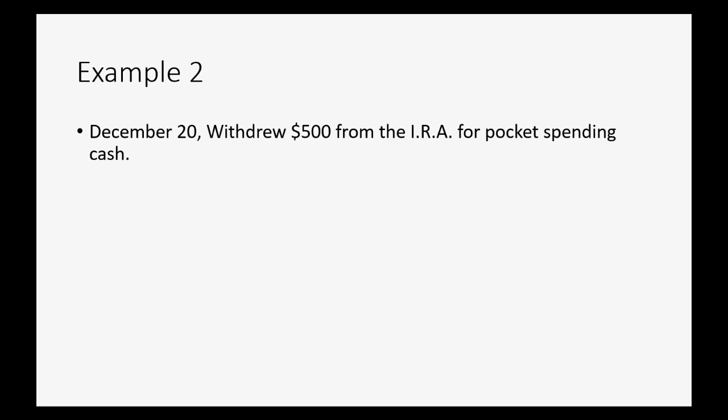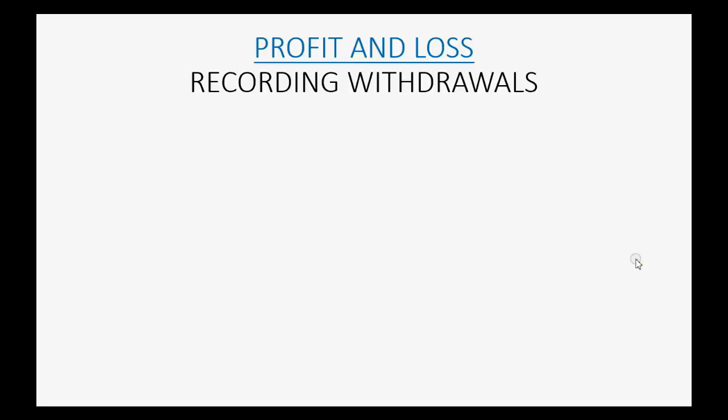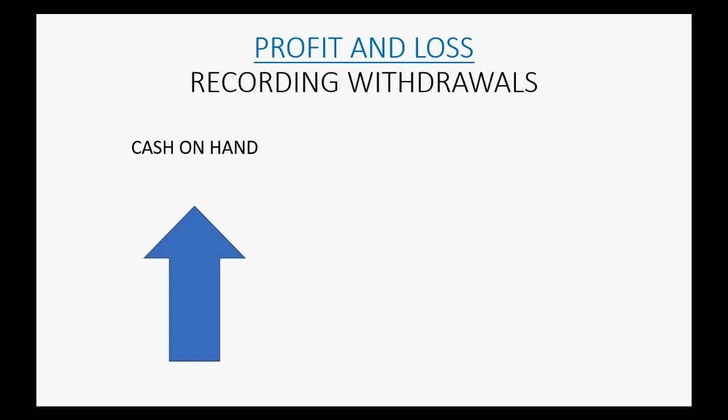Now, to complete our little story, let's do an example where you actually took money from the IRA. Let's imagine on December 20, Joe withdrew $500 from the IRA for pocket spending cash. What will happen regarding the profit and loss? Well, the cash on hand will increase because you now have more spending cash because you just took that money from your IRA account. But on the other hand, you now have more taxable income.